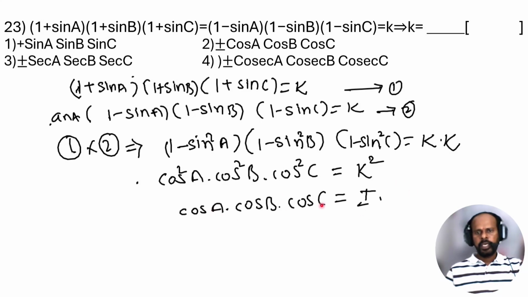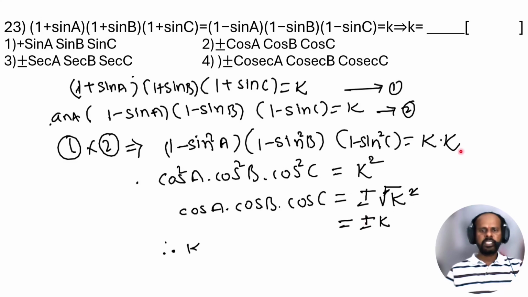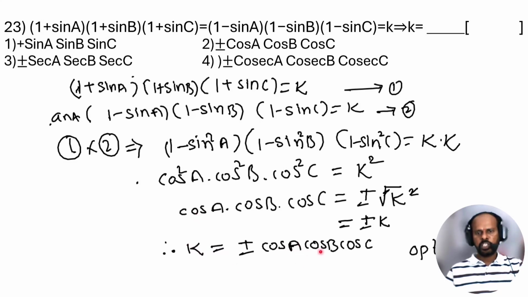Here the square becomes plus or minus. If you take the square root of k square, the square gets cancelled. So cos A cos B cos C equals plus or minus k. We need to find the value of k, so plus or minus k equals cos A cos B cos C. That is the answer, option 2.